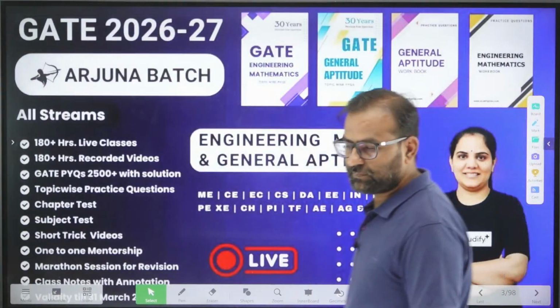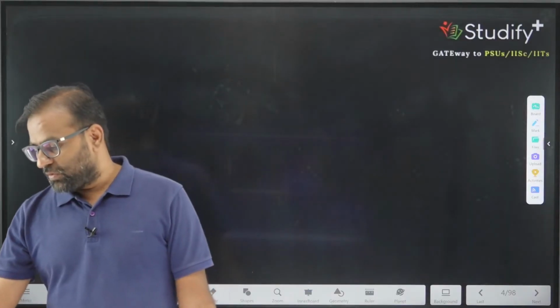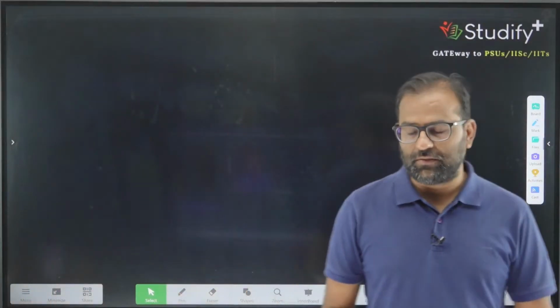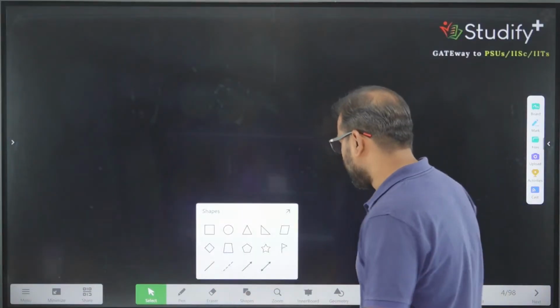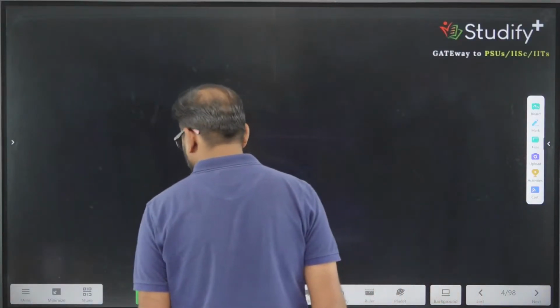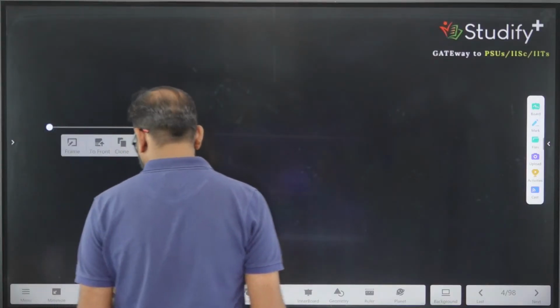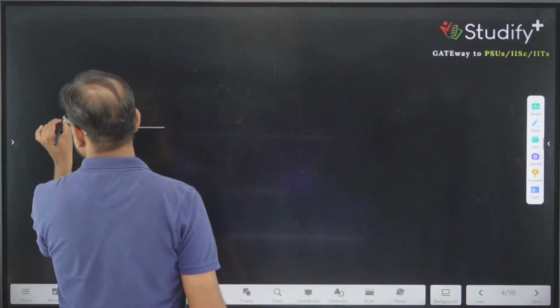Fine. So what is the agenda for the day? The agenda for the day is a very important topic known as two-port network. What we will study today: the topic is two-port network.